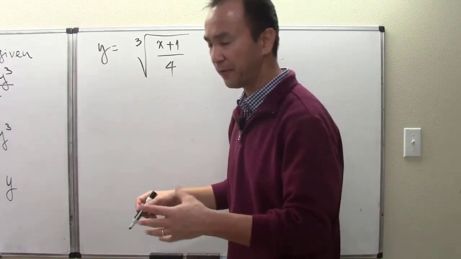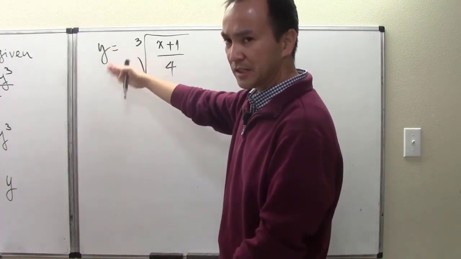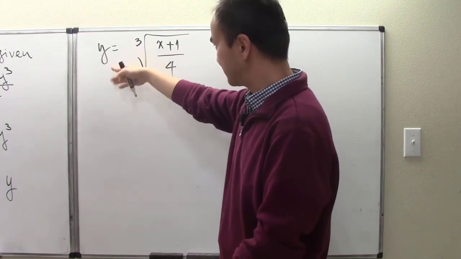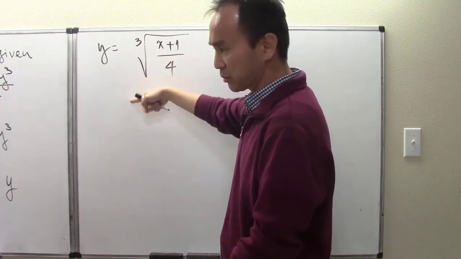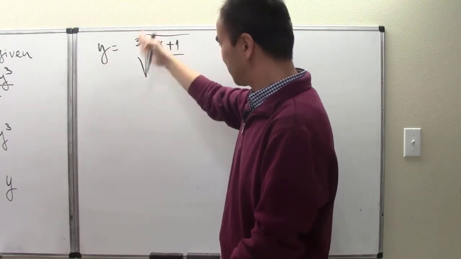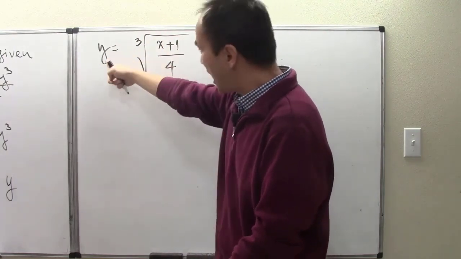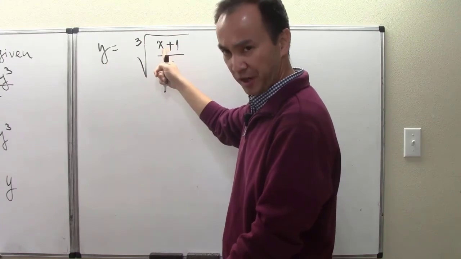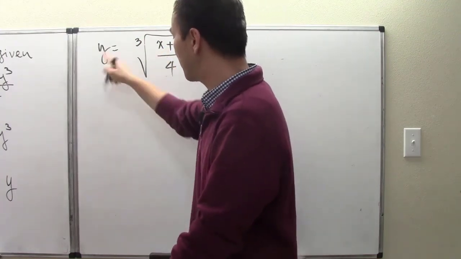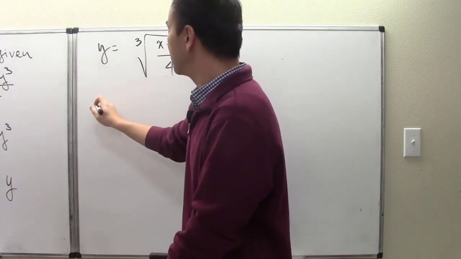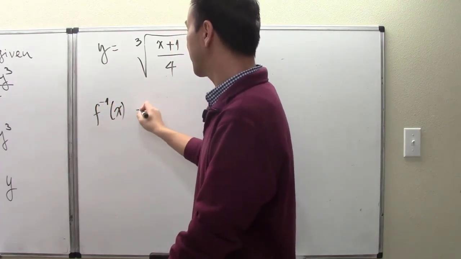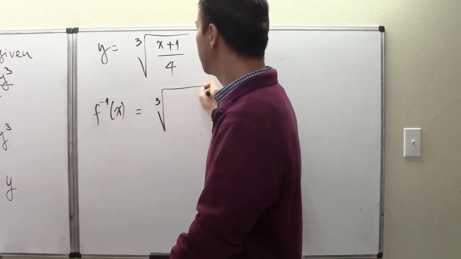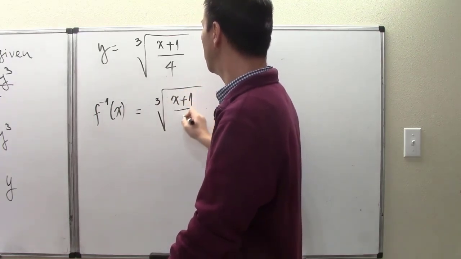So now step 4. Clearly at this point, the right-hand side is only in terms of the x variable. There's only one expression, y equals. So y is a function of x at this point. Now I can replace the variable y by the f inverse symbol. So now f inverse of x equals the cube root of x plus 1 over 4.